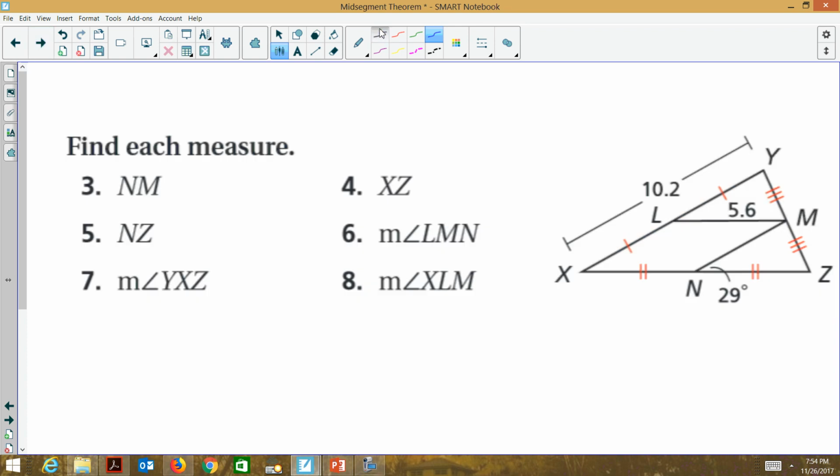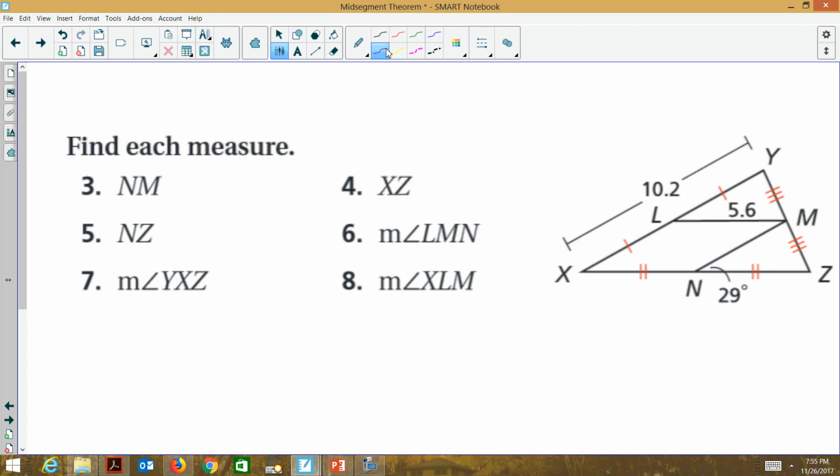So here we have a problem that helps us demonstrate what exactly the mid-segment theorem tells us. So we're going to find the measure of each length. We're going to complete numbers 3 through 8. I'm going to go at a pretty fast pace, so again, I suggest you pause the video whenever you are trying to figure out a problem. It might also be worthwhile to pause the video now and try to solve the problems before I do them, but you are not required to do so.